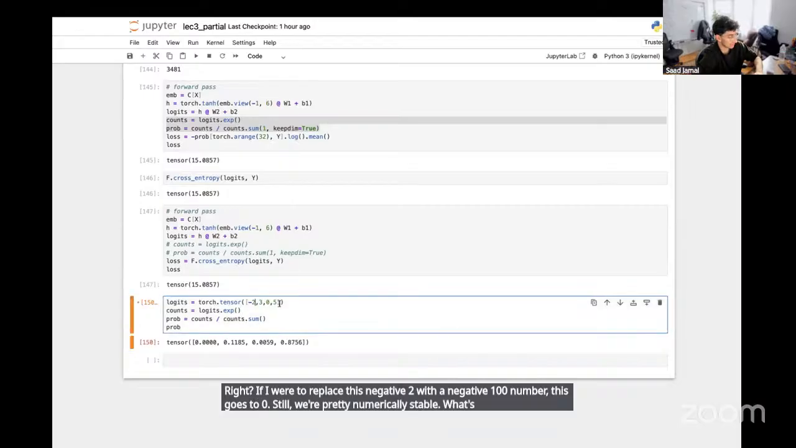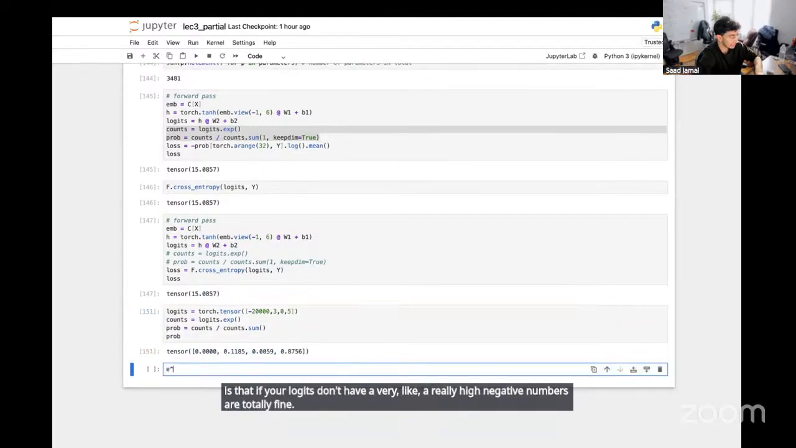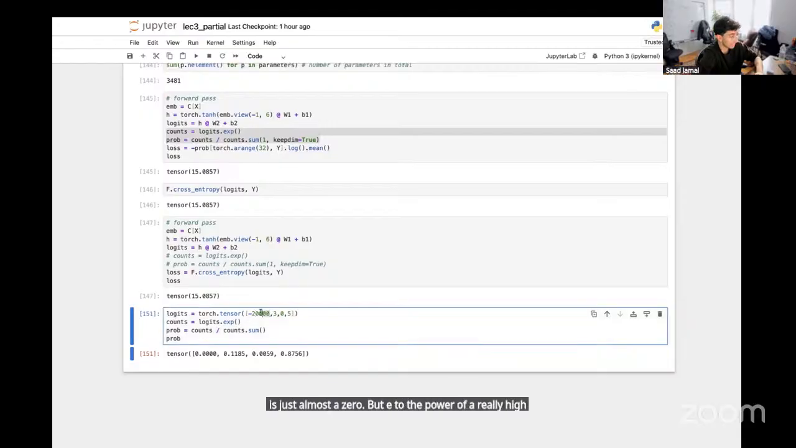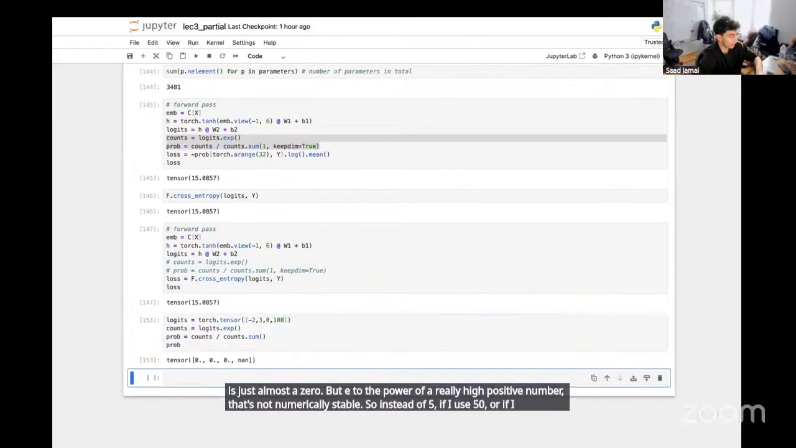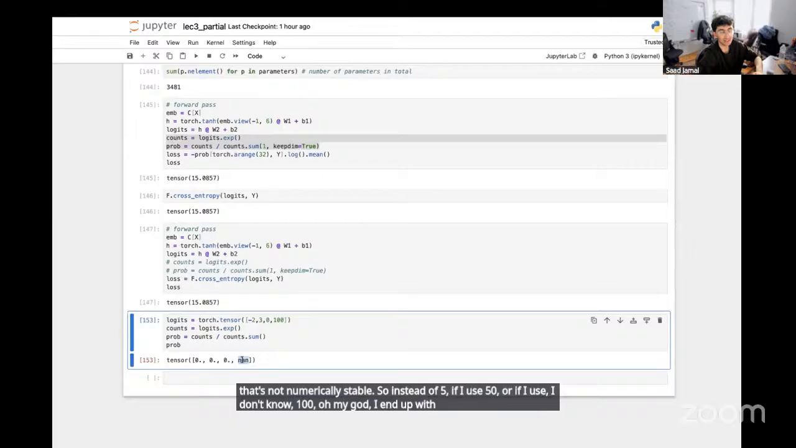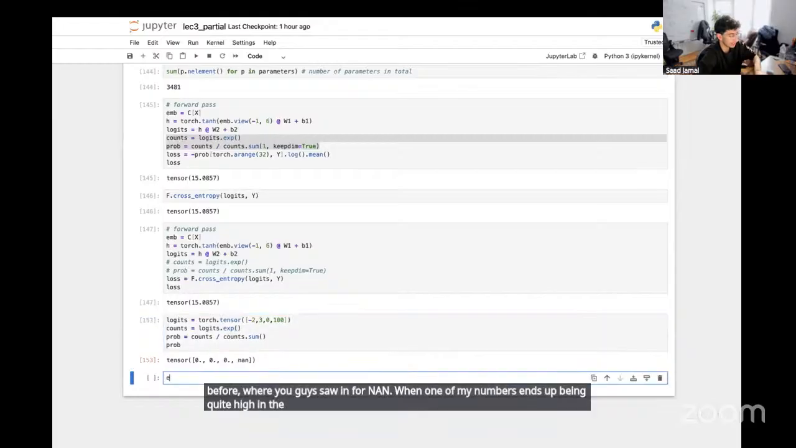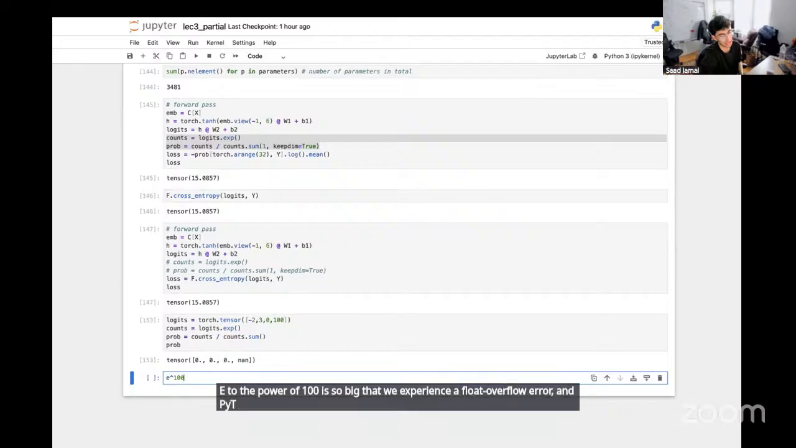What's interesting is that really high negative numbers are totally fine, because e to the power of a really high negative number is almost 0. But e to the power of a really high positive number is not numerically stable. So instead of 5, if I use 50, or 100, oh my God, I end up with nans. That's what was happening before when you saw the nan. When one of my numbers is quite high in the positive direction, e to the power of 100 is so big that we experience a float overflow, and PyTorch turns it into nans.